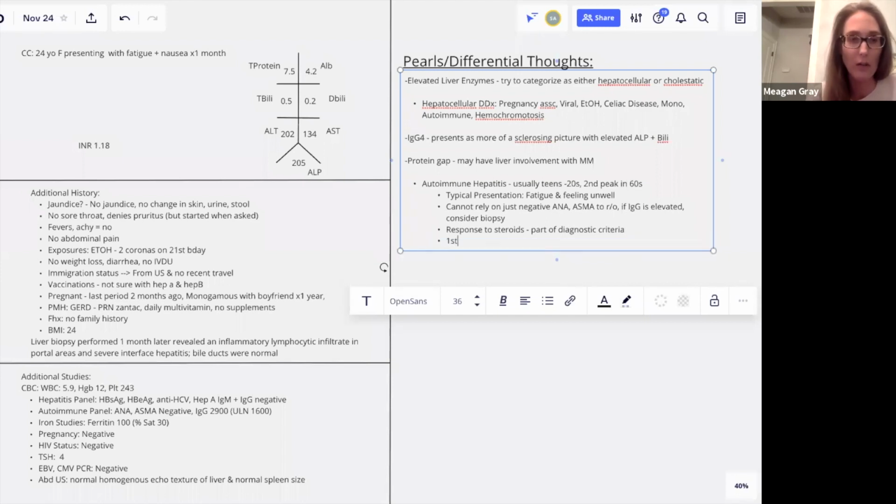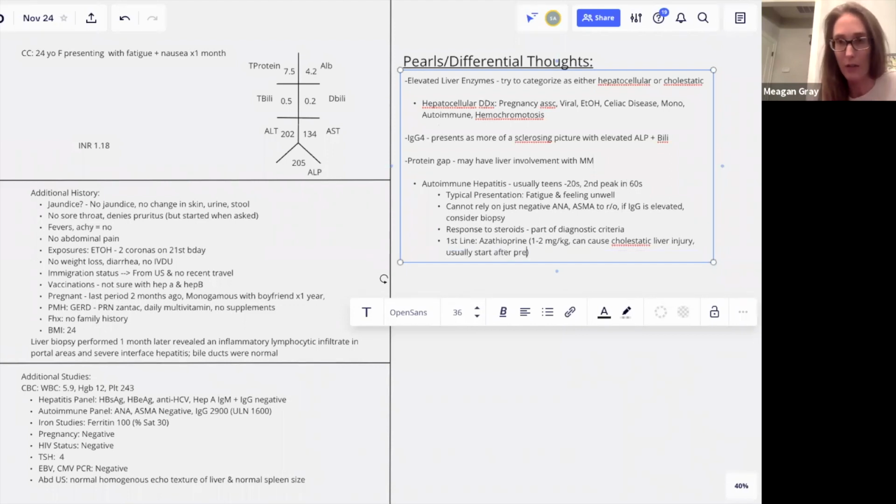Generally we use anywhere from 1 to 2 milligrams per kilogram per day of azathioprine. The one thing to know about azathioprine is that it can cause a cholestatic liver injury. So in someone who presents with jaundice and elevated liver tests as their initial presentation of autoimmune hepatitis, I don't use azathioprine until the steroids have calmed down that inflammation. If the jaundice isn't getting better, then you don't know if they're just not responding to steroids or if you have a drug injury. So I think it's always better to wait until at least the jaundice has gotten better, but her bilirubin's normal, so she would be fine to go ahead and start azathioprine.